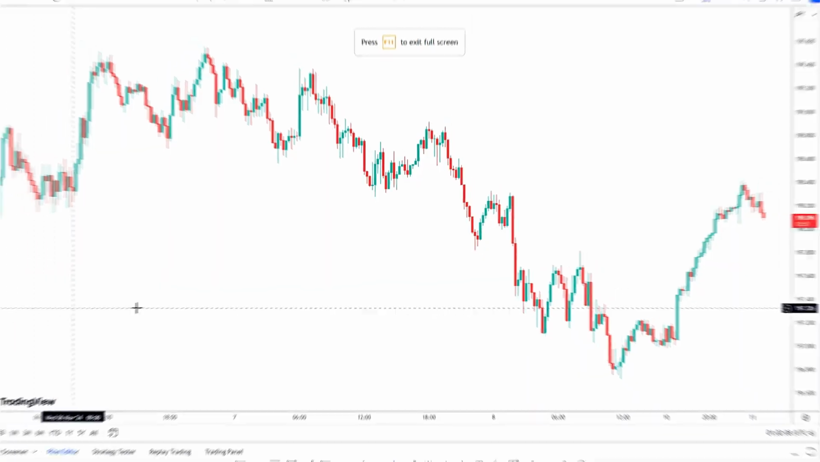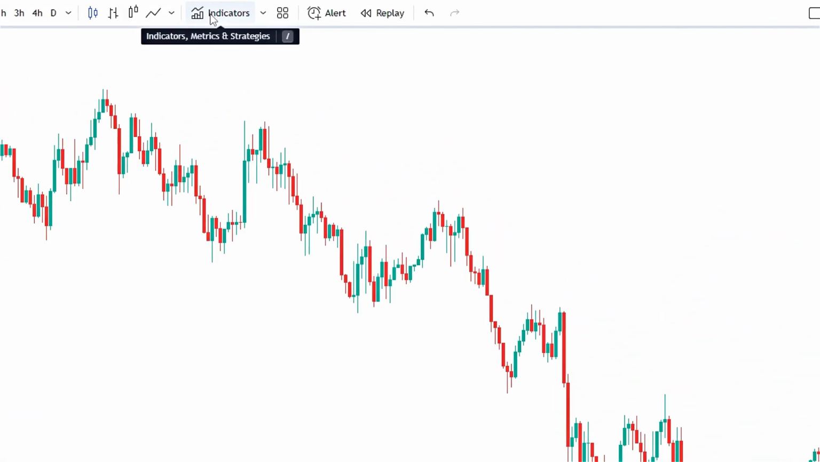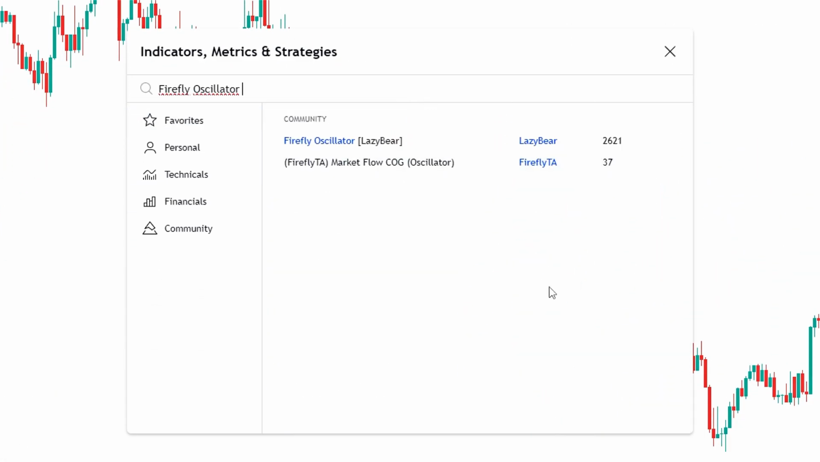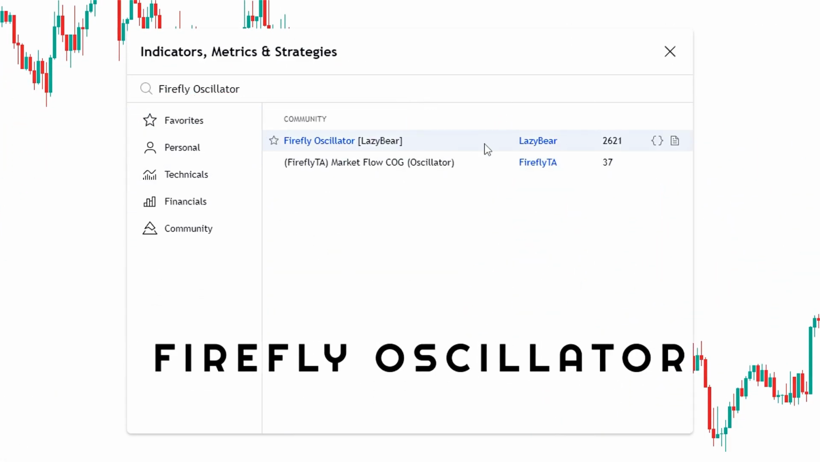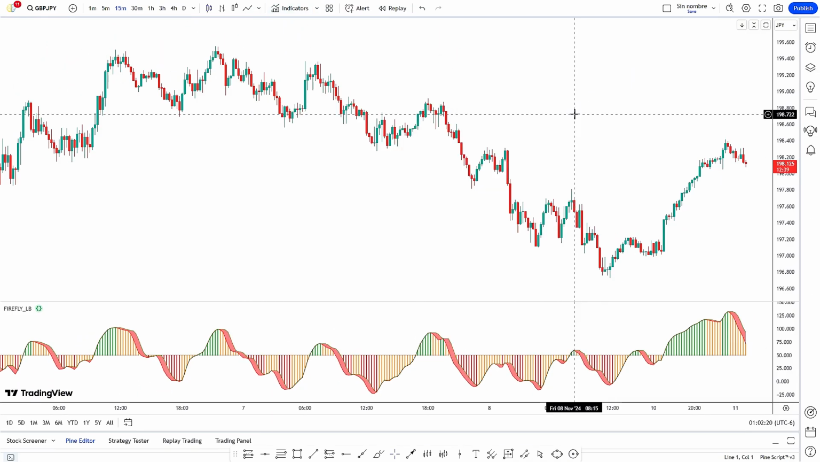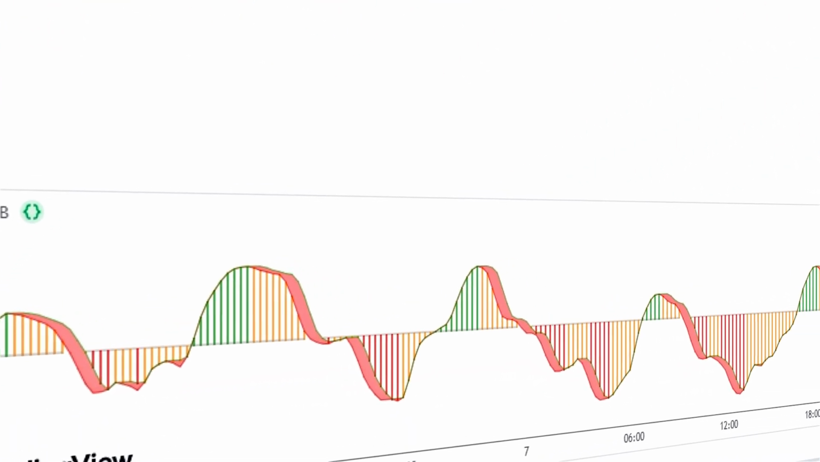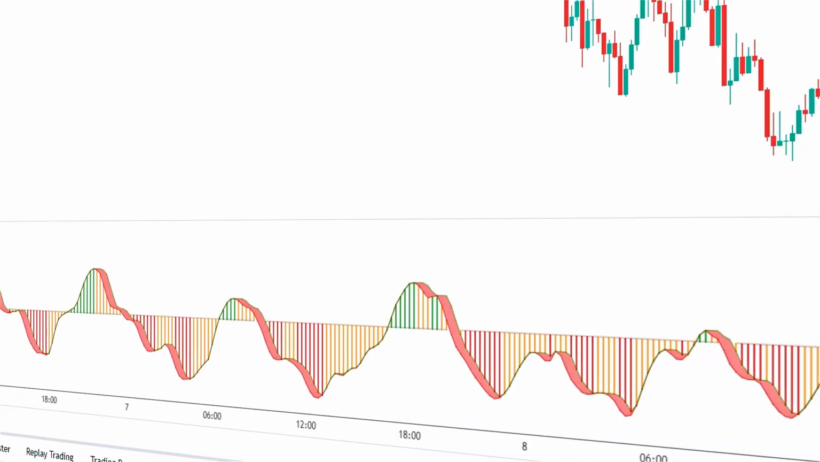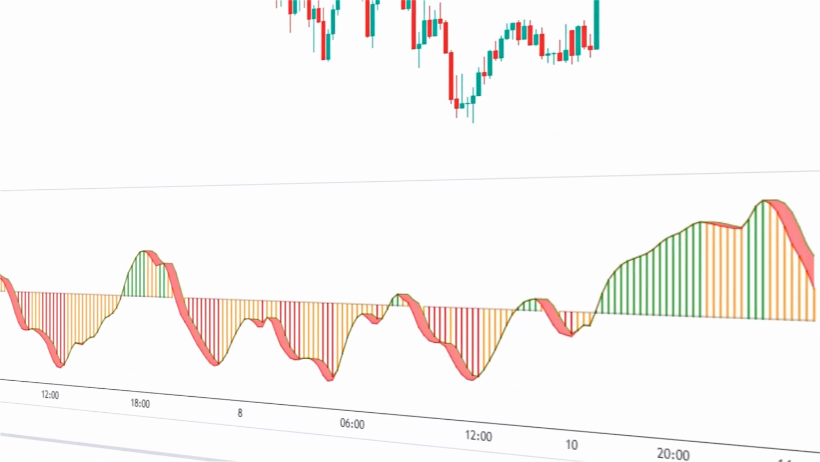Let's start by adding the indicator. This one is easily found by the name Firefly Oscillator by Lazy Bear. At first glance, it looks like a very minimalistic indicator that doesn't have much to offer, but let's explore its code and see how it is calculated.